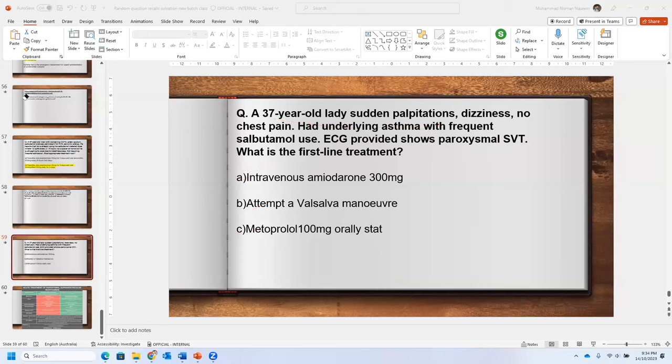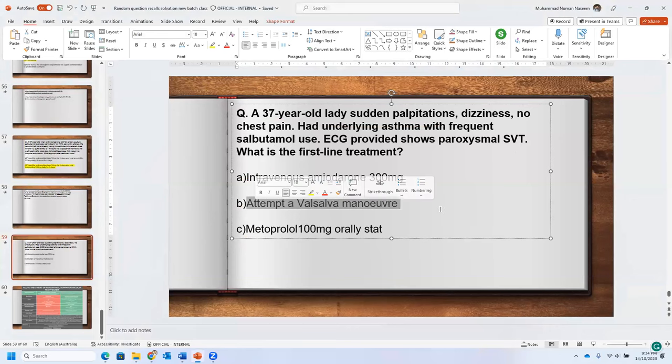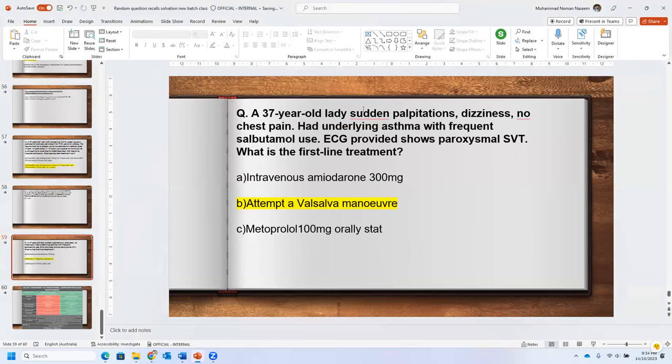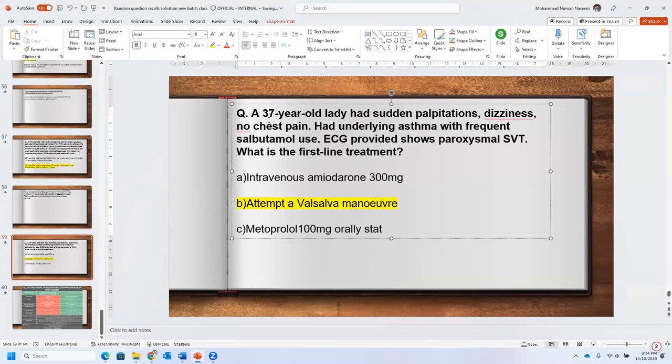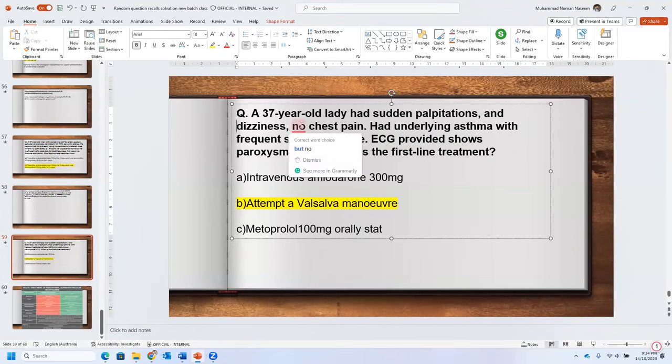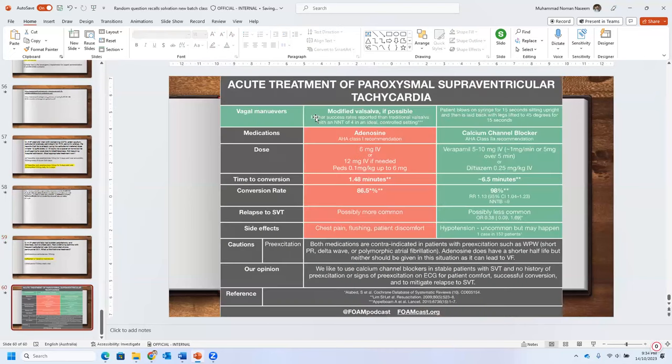Very good. So in every patient who is having symptomatic SVT, we perform a modified Valsalva maneuver. Very good. If the patient is not responding, then we give adenosine. Adenosine, very good. So if you look over here, vagal maneuvers, in which we do the modified Valsalva maneuver, have a higher success rate. The patient blows on a syringe for 15 seconds, sitting in the upright position, and then we lay him on his back. We lift his legs to a 45 degree angle for 15 seconds. Most of the time, the SVT reverts with this. If it's not helping, then we start with the loading dose and the maintenance dose of the adenosine.